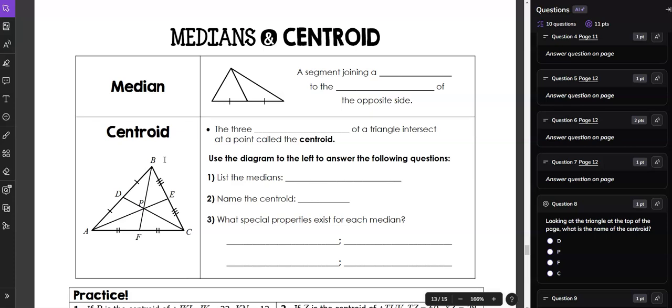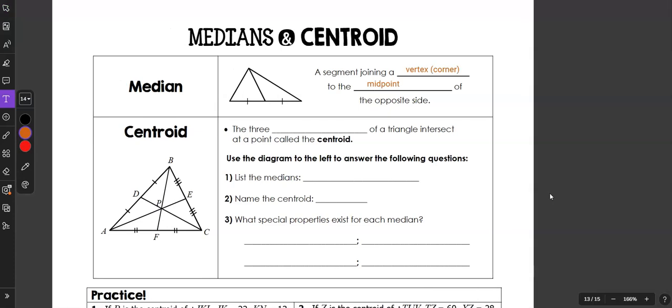Today we're going to be talking about medians and centroids, which are special parts of a triangle. So what is a median? A median is a segment that joins the vertex or corner of a triangle to the midpoint of the opposite side. Now, because there are 3 vertices and 3 sides to every triangle, there are 3 medians in every triangle. The 3 medians of a triangle intersect at a point called the centroid.